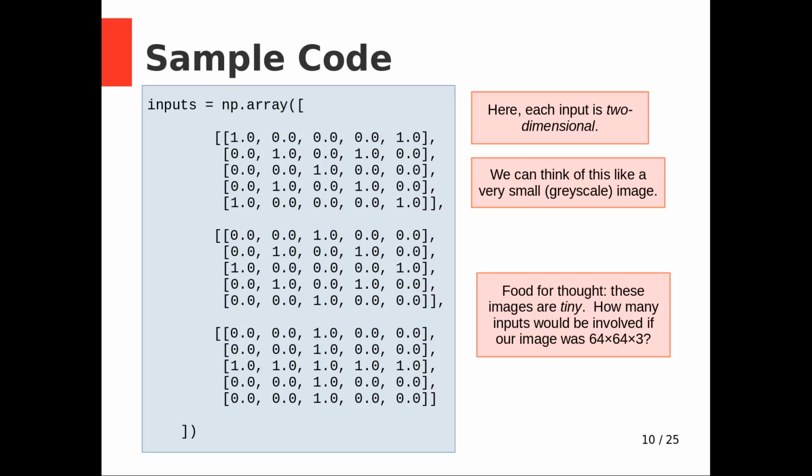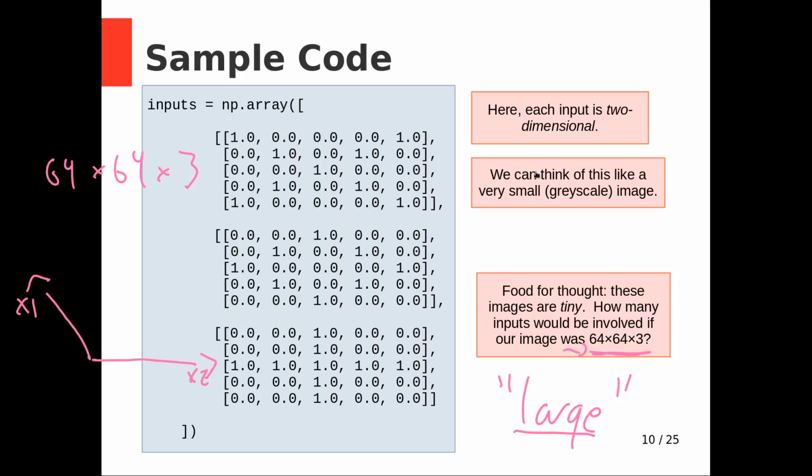GNOME terminal, oops, BC, the binary calculator. Why did my system hang? 64 times 64 times 3. All right, so 64 times 64 times 3, that is 12,288.